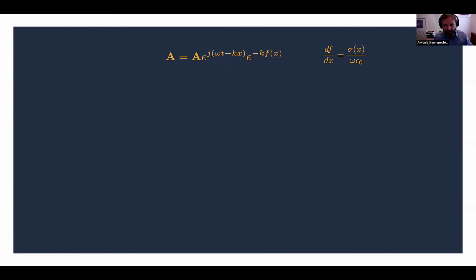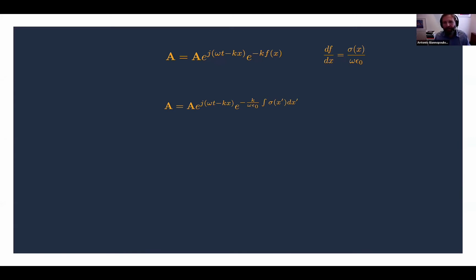So I assume at the moment that the derivative over space of this f function is sigma over omega epsilon naught. If I replace that into this equation, what I get is basically, over the domain where this complex function of sigma exists, a real attenuation, which is given by kappa, the wave number, divided by omega epsilon naught, and the integral of my sigma, which is a real number, will be an attenuation.